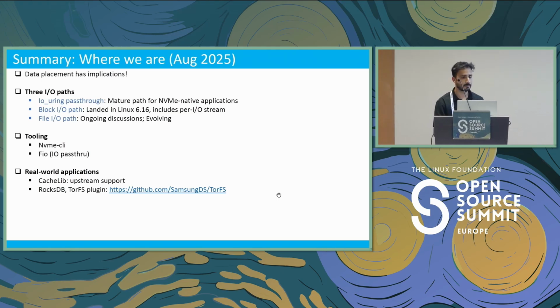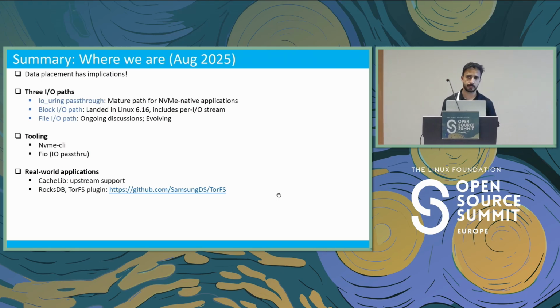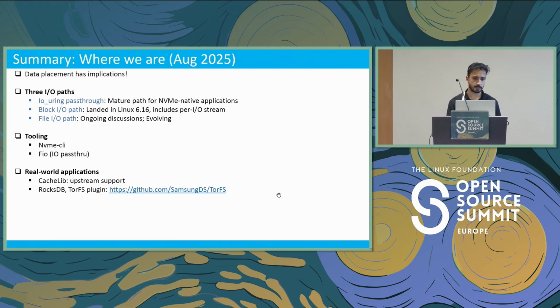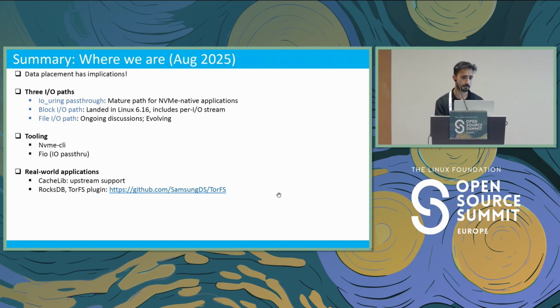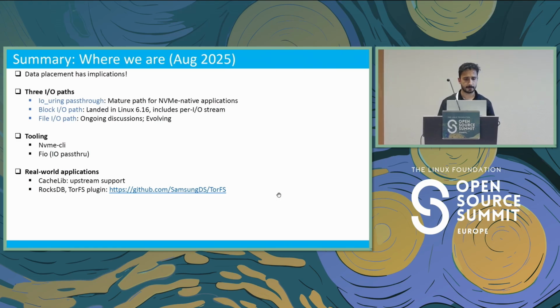At this point, we have 3 I/O paths. 2 are already cemented in the kernel. The first one is I/O passthrough. This is mature because it's been around since 5.19. The block I/O path is something that got landed recently, and it also includes per I/O stream. The file I/O is ongoing, and as far as tooling is concerned, it's there.